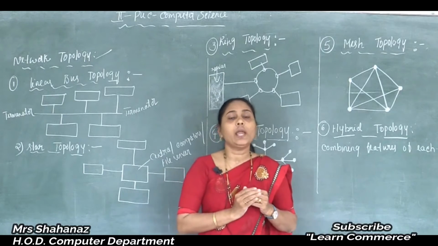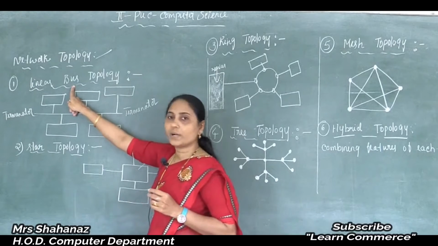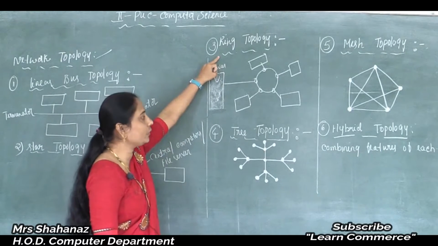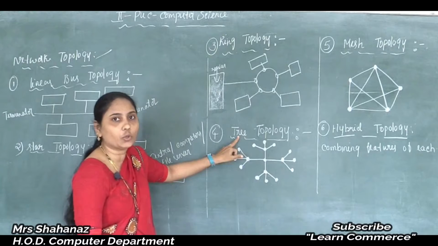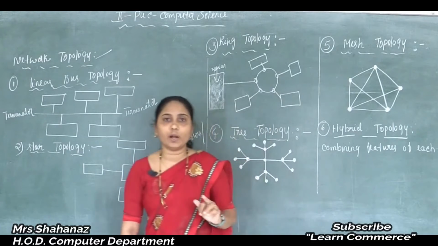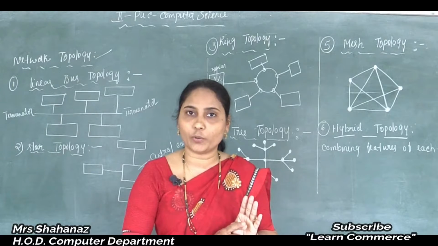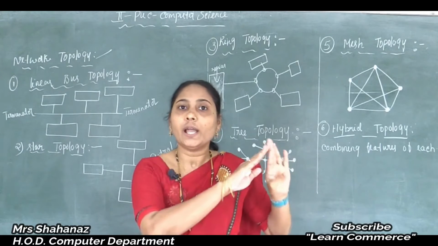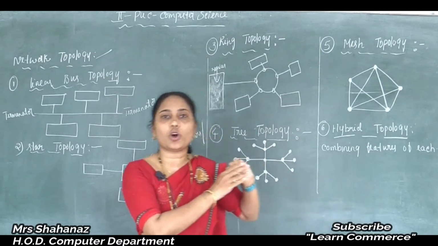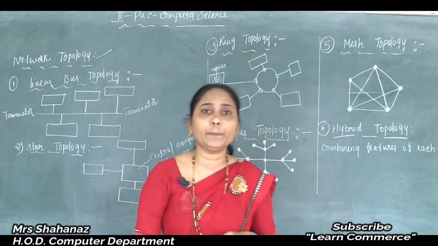Now let's look at the important or popular network topologies. The first one is the linear bus topology. The second, the star topology. The third one is the ring topology, the fourth is the tree topology, and the fifth is the mesh topology. The sixth is the hybrid topology. So the popular topologies are the linear bus topology, tree topology, star topology, ring topology, mesh topology, also called point to point topology, and lastly the hybrid topology.